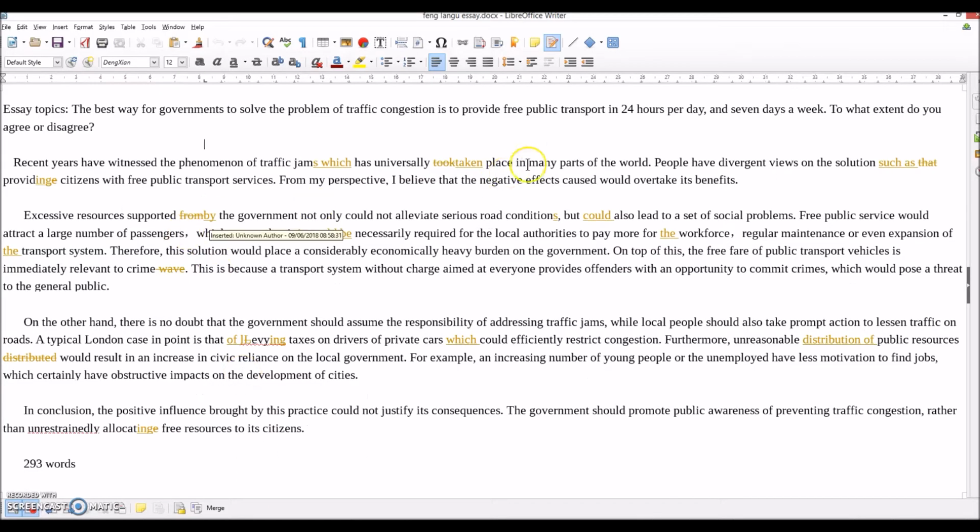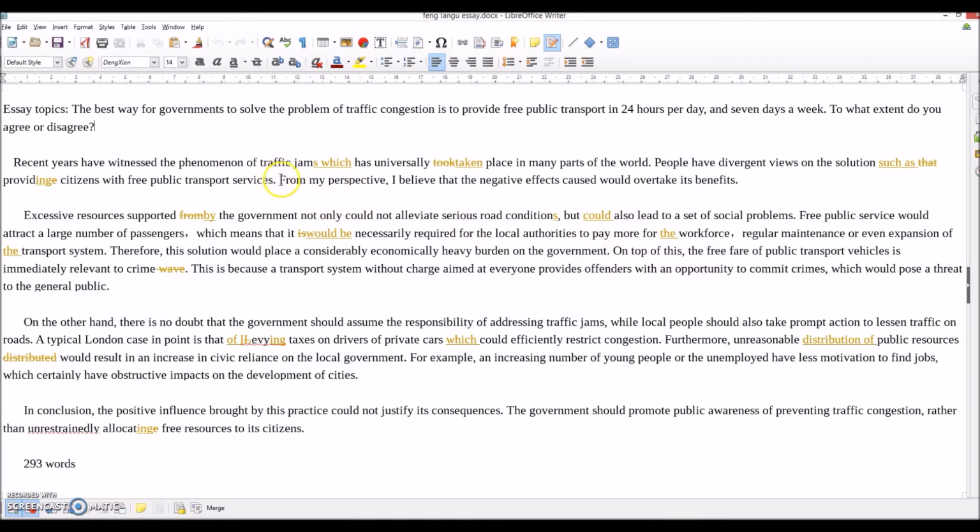Okay. People have divergent views on the solution. Well, again, it doesn't say that anywhere. It doesn't say anything about opposite views. It's asking you for your view. Is the best way for government to solve the problem of traffic congestion free public transport, blah, blah, blah? That's what it's asking, nothing else.